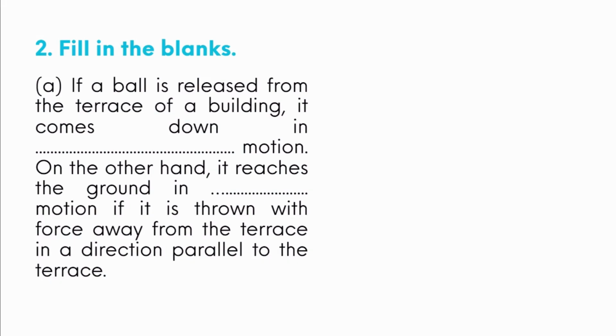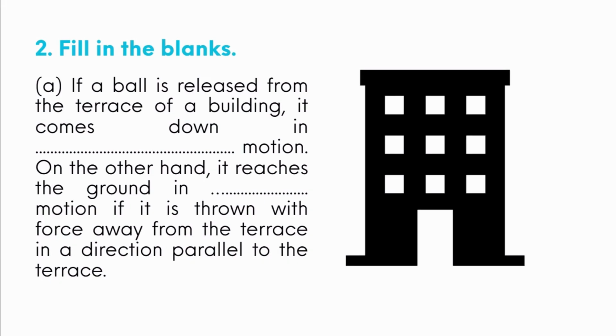Next question, fill in the blanks. In that, first one, if a ball is released from the terrace of a building, it comes down in non-uniform linear motion. Why non-uniform? Because gravitational force is acting on the ball. That's why the speed of the ball is increasing as the ball is falling down.